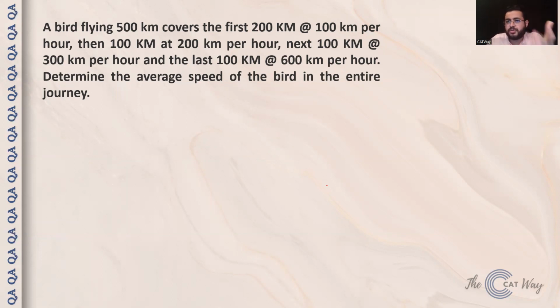So let's understand the question. You should pause and solve this question and then look at the solution. A bird flying 500 kilometers covers the first 200 kilometers at 100 kilometers per hour, then 100 kilometers at 200 kilometers per hour, the next 100 kilometers at 300 kilometers per hour, and the last 100 kilometers at 600 kilometers per hour. We have to determine the average speed of the bird. Exactly the way we have learned, the formula for average speed is total distance upon total time taken. In this case, the total distance has been given to me: it is 500 kilometers.